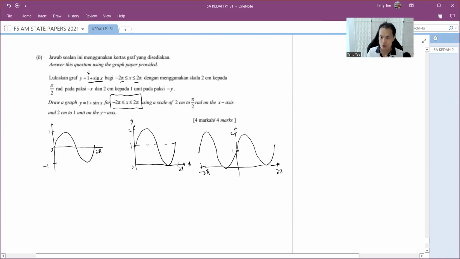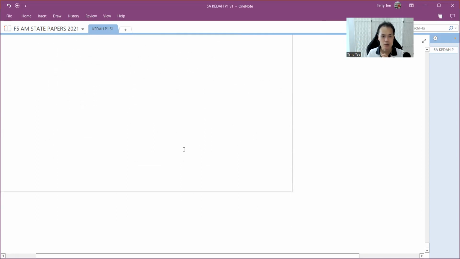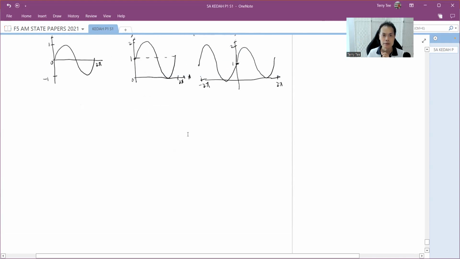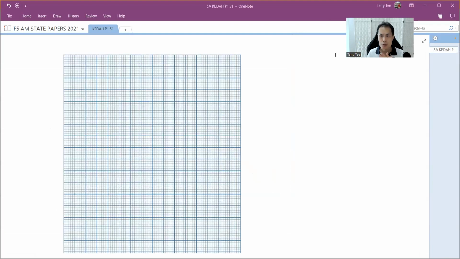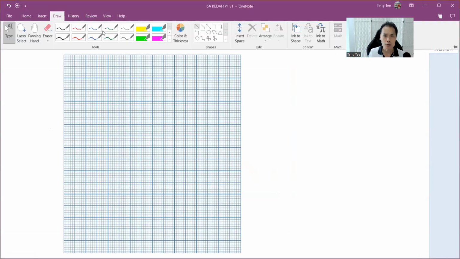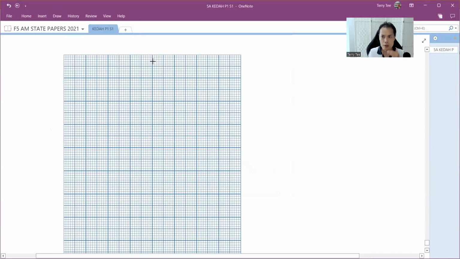But here the question asks us to draw using graph paper, and the scale is 2 cm to pi over 2. So let's draw 2 cm to pi over 2. Since we already know how the graph is going to look, it's actually not necessary for you to plot the points, but anyway, I'm going to show you. I don't need so much space because remember I shifted up by 1, maximum 2, minimum 1. So my middle line will be around here. Let me put the y-axis here. Now my line is a bit thin. Never mind, I'll just put it here.